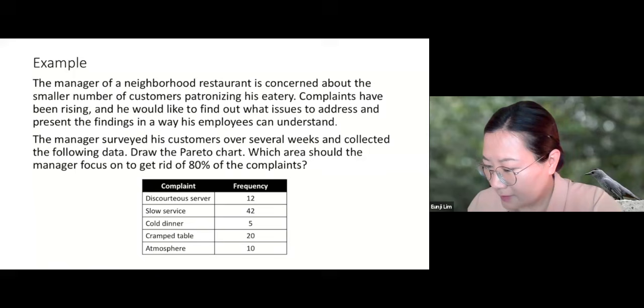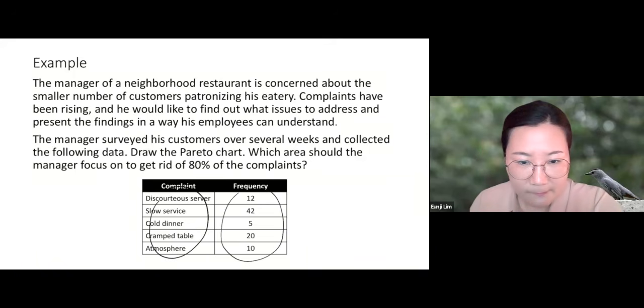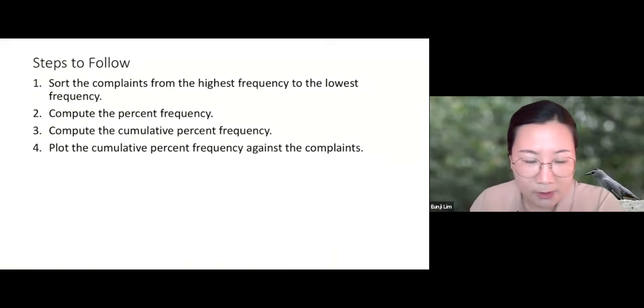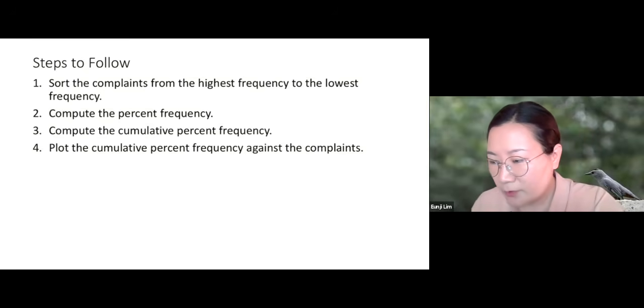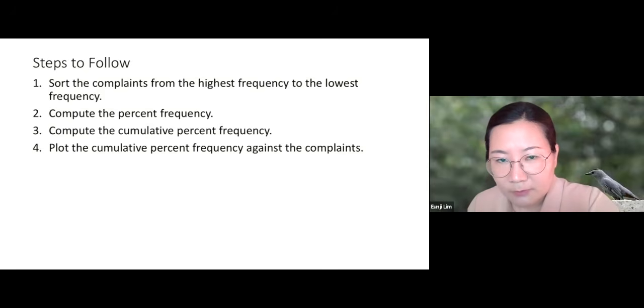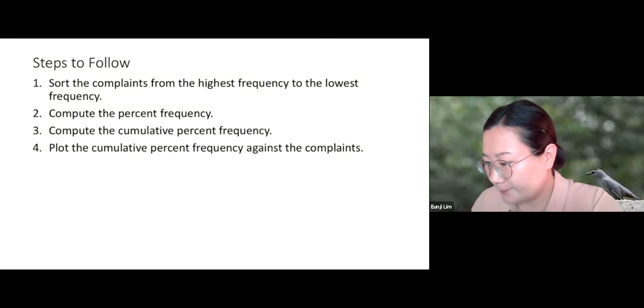Here we have the list of complaints and the frequency. To construct the Pareto chart, we need to follow some steps. Number one, sort the complaints from the highest frequency to the lowest frequency. Number two, compute the percentage frequency. Number three, compute the cumulative percent frequency. Number four, plot the cumulative percent frequency against the complaints.